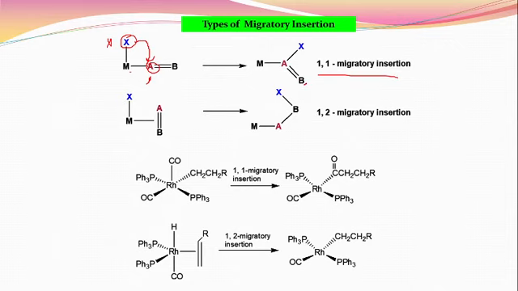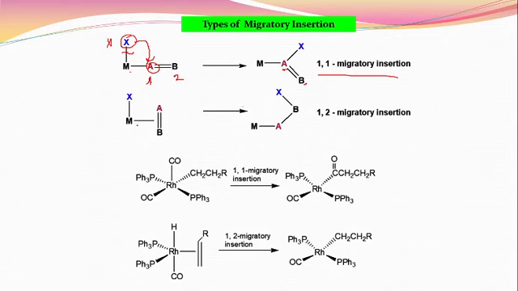If the molecule is like this, this is the first atom and this is the second atom. If the migratory group is attached to the first position, which is directly bonded to the metal, that is called a 1,1 migratory insertion. You can see, by breaking this bond, this X is directly attached to the A ligand.